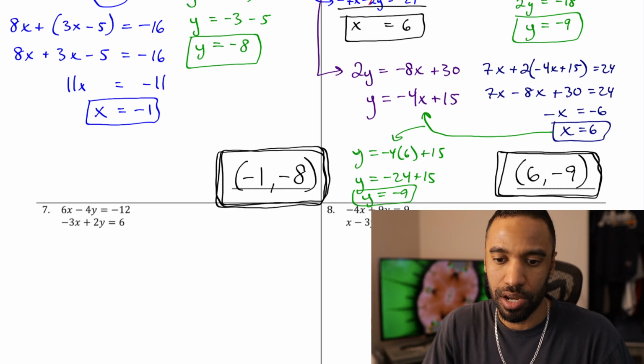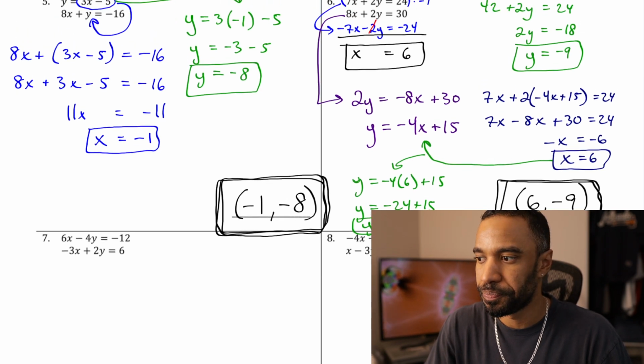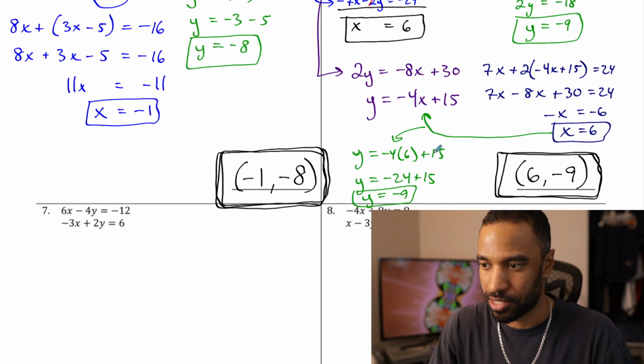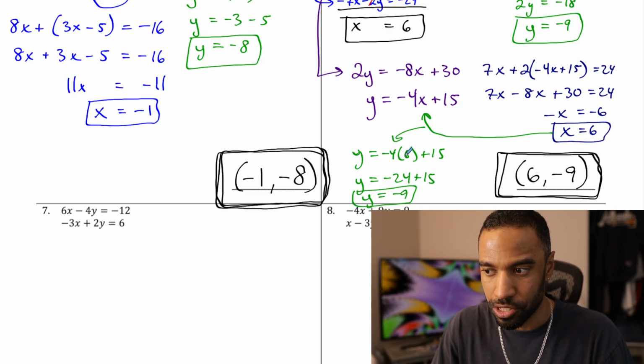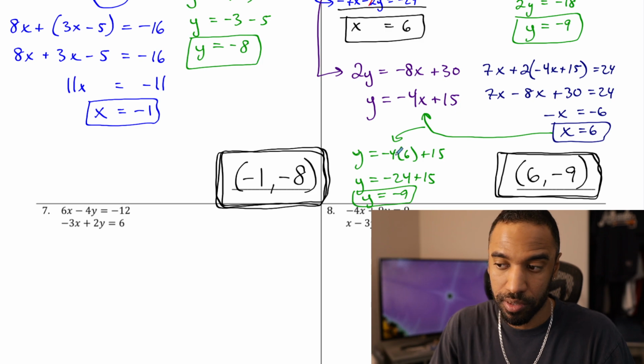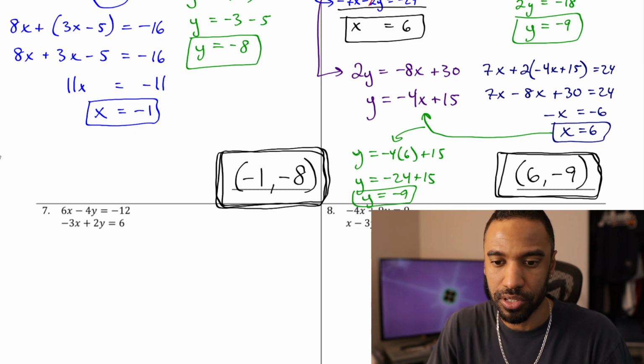Was elimination easier in that problem? I'd say so. I do like the concept of getting a variable by itself so I can substitute into my other variable that I found pretty fast and briskly.